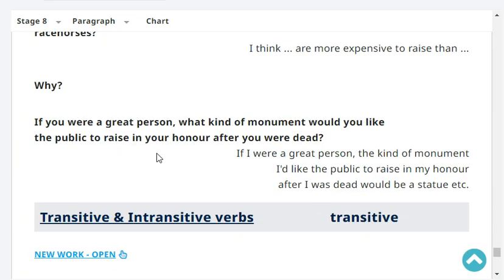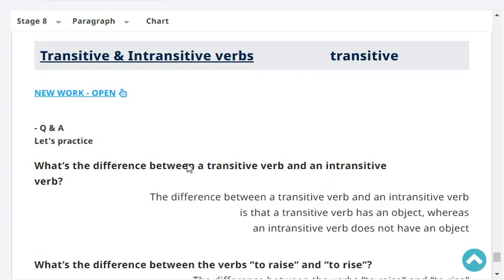Very good. If you were a great person, what kind of monument would you like the public to raise in your honor after you were dead? If I were a great person, the kind of monument I'd like the public to raise in my honor after I was dead would be a statue. Very good.